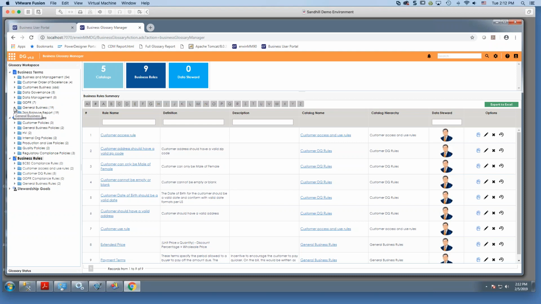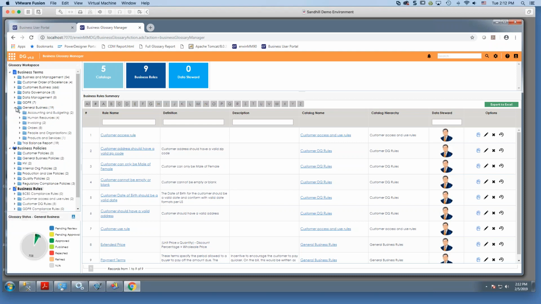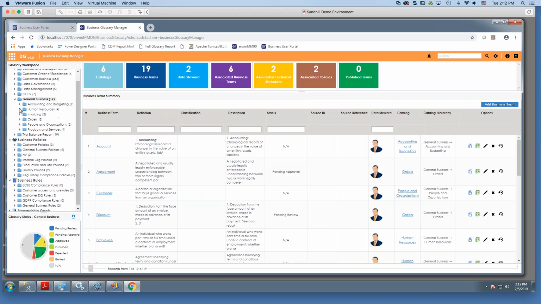Sometimes people call this a taxonomy, but essentially what it's doing is saying, I'm going to classify things. So I can have a classification of general business terms, but then I can break those down by subject areas: accounting and budgeting, human resources, invoicing, orders, people and organizations, products and services. You can structure it any way that you want, and there's no limit to the levels of hierarchy that you can have. So you can nest as deep as you want. Within each one of these business term categories is a listing of business terms.